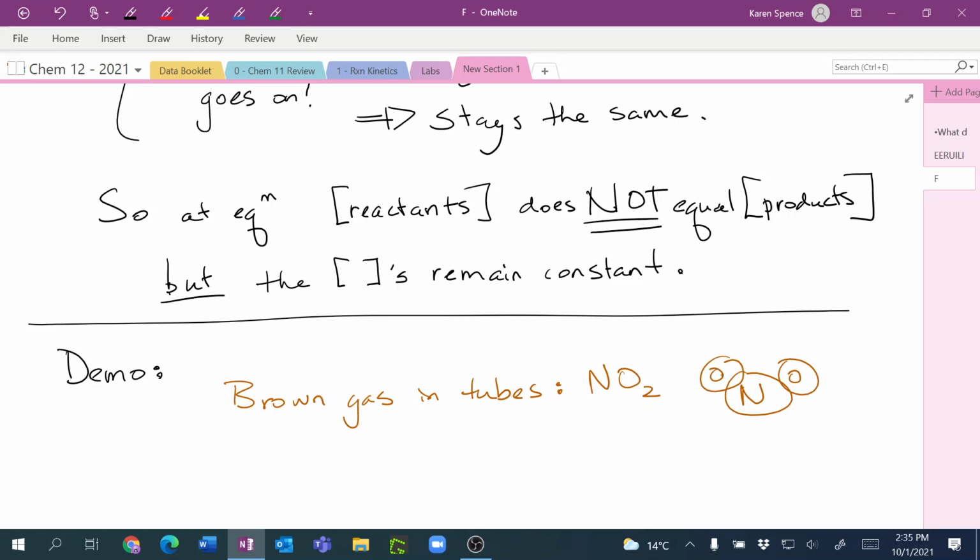Now, what kind of a system is this? Is it open or closed? It's a closed system. So my question to you is then, where is that extra brown gas coming from? And over here, this is lighter than it was before, yes? Where did the brown gas go?